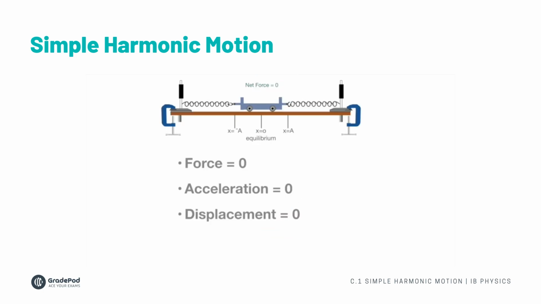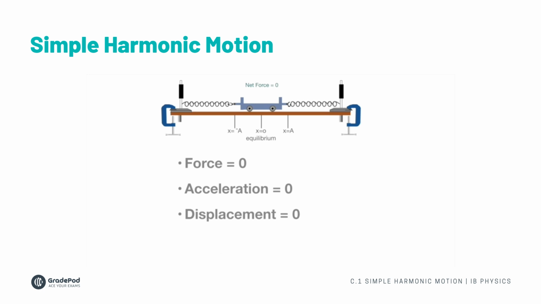We have looked at some examples of simple harmonic motion. Let's take one particular system, and what you can see here is we have a cart, and on either side of the cart we have two springs, and these springs are fixed in position on either side. When this cart is in equilibrium and it's not moving, the force on the cart is 0, the acceleration of the cart is 0, and its displacement is 0.